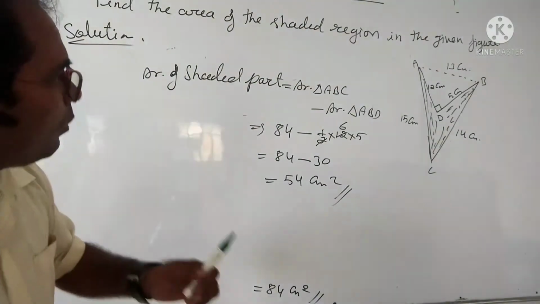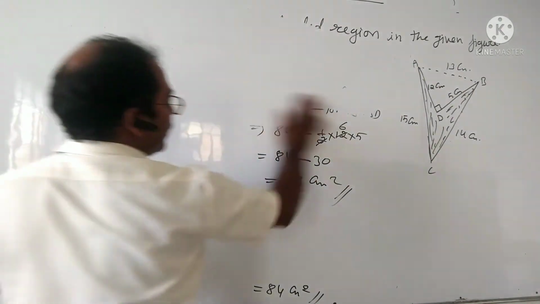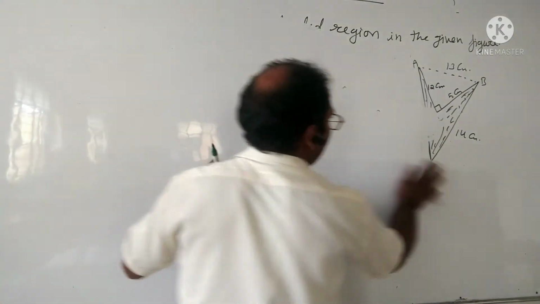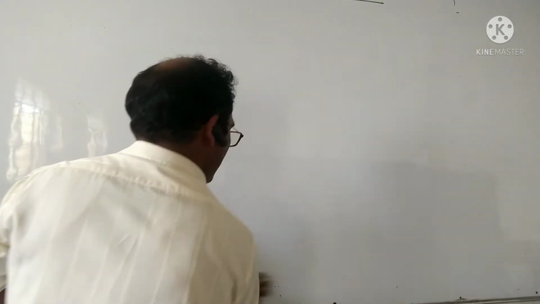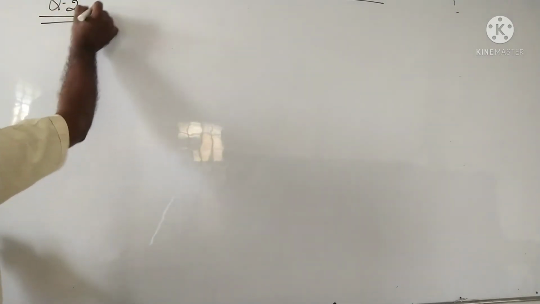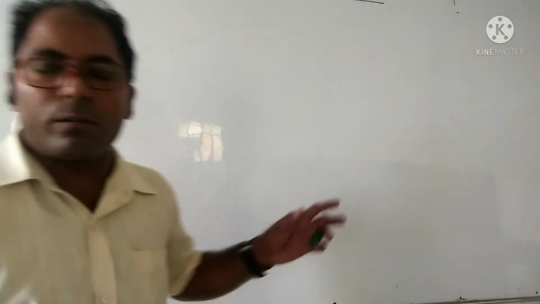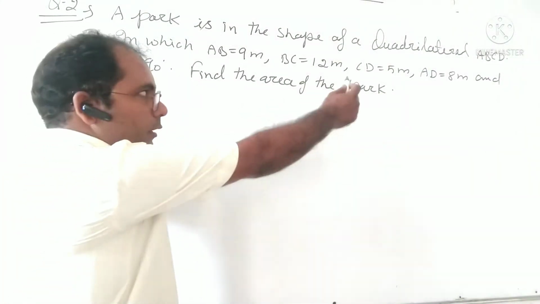Okay. Now the next question, one more question, and in that question we will use the formula and we will find the answer. So see question number 2. I am going to solve some questions, student based on student. This is the question that is written on the board.